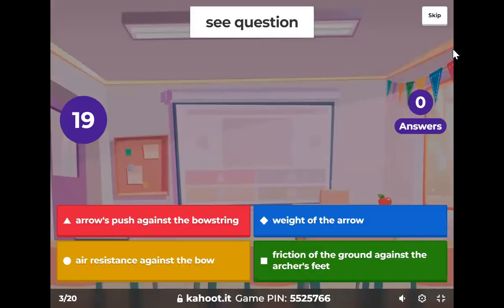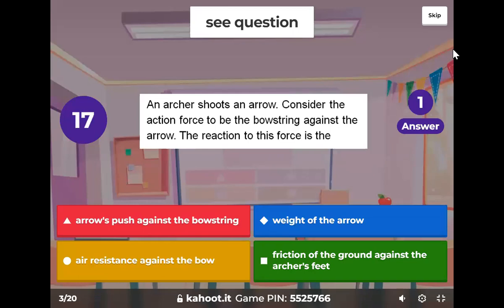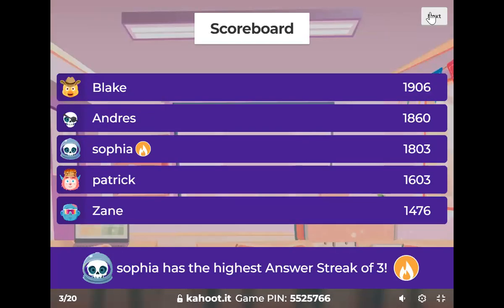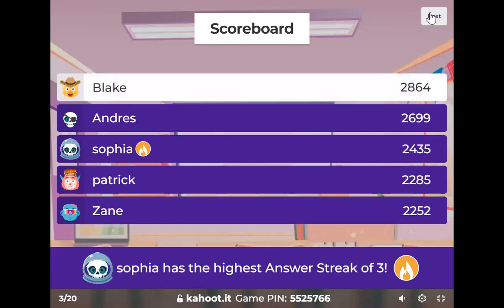Archer shoots an arrow. Consider the action force to be the bowstring gives the arrow. What's the reaction force? Bowstring pushes arrow. What's the reaction? The arrow against the bowstring. Action reaction. Bowstring pushes arrow, arrow pushes bowstring. Zane, Patrick, Sophia on fire. Andres, wait.